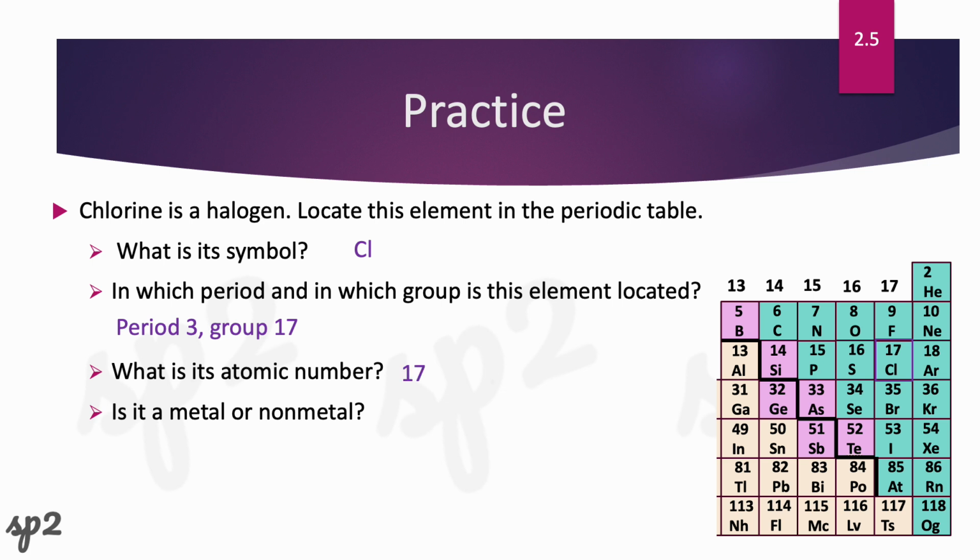Next question is what is the atomic number? You can look at the table. We have 17, which is the number of protons, by the way, as we talked about in our previous lecture. And then the last question is, is it a metal or non-metal? And as you can see, it is on the far right side of the table, which is going to be our non-metal.